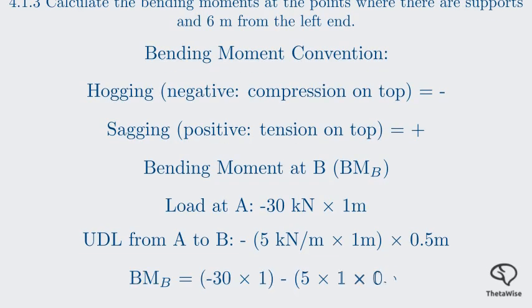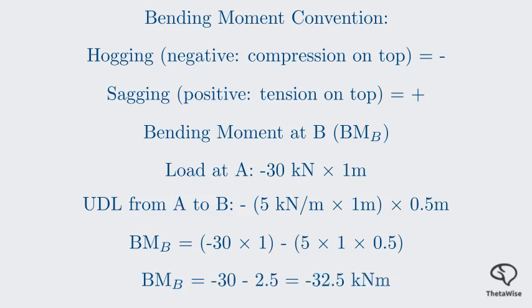So the total bending moment at B is negative 30 times 1 minus 5 times 1 times 0.5. This simplifies to negative 30 minus 2.5, which equals negative 32.5 kilonewton meters. This means the support at B is causing a hogging moment in the beam. The memo shows the exact same calculation and result.